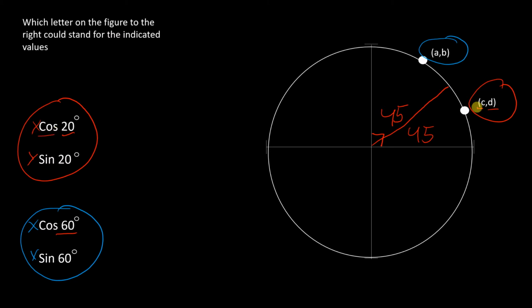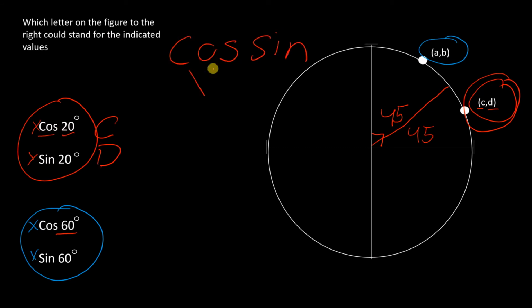Now, for cosine, that means our cosine of 20 degrees is C. And our sine of 20 degrees would be D. Again, cosine x, sine y. Now, for our 60-degree angle, we would have A and B. So, our cosine would be A, and our sine would be B. And that is your solution.